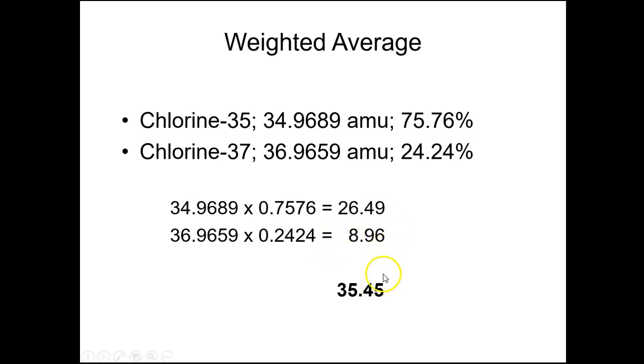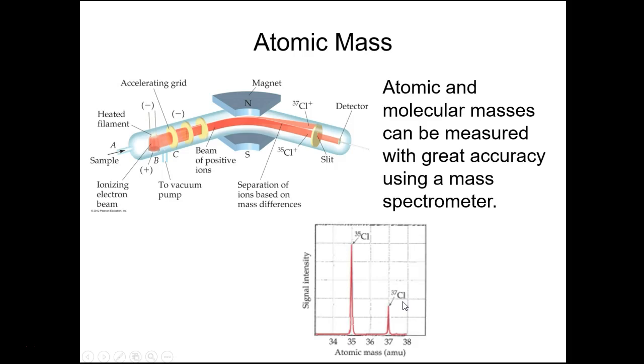Does this make sense? Yeah, it makes sense. There are two isotopes, chlorine-37 and chlorine-35. If they occurred in nature in a 1-to-1 ratio, you would expect their average to be right around 36. But because there's 3 times as much chlorine-35 as there is chlorine-37, you would expect that weighted average to be closer to 35 than it is to 37. And it is. It is 35.45, which is much closer to 35 than it is to 37.